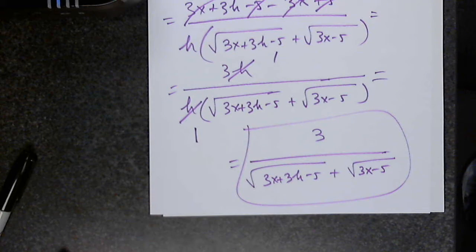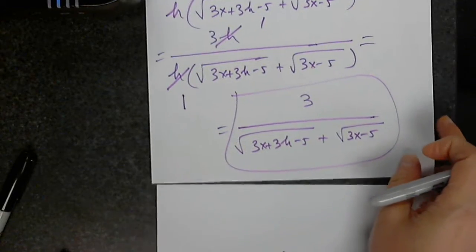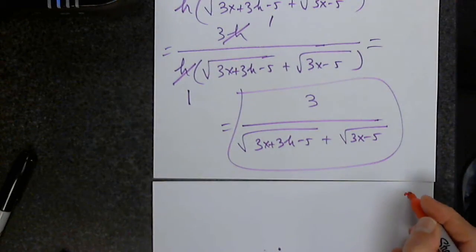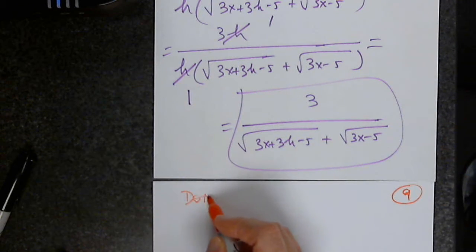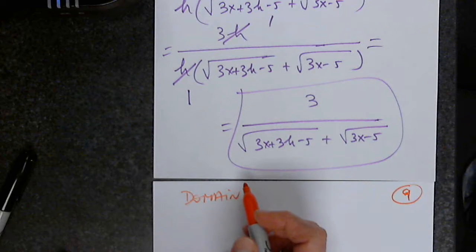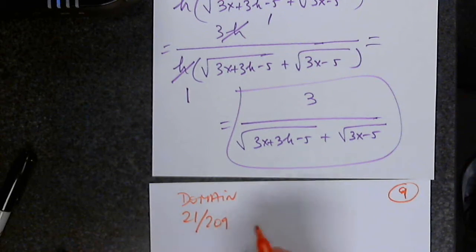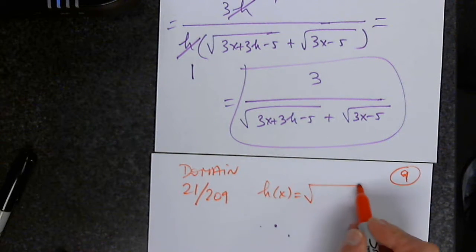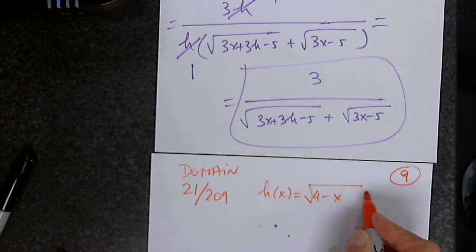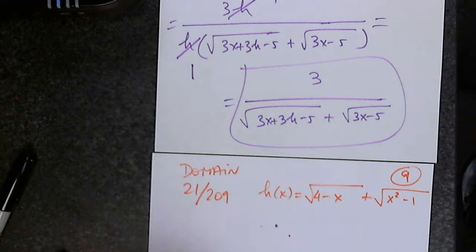I want to find the domain of a function. Domain is always a big issue, one of the biggest in graphing and functions and so forth. So domain. I would like to look at problem 21 on page 209. We are given h of x, which is the square root of 4 minus x plus the square root of x squared minus 1.